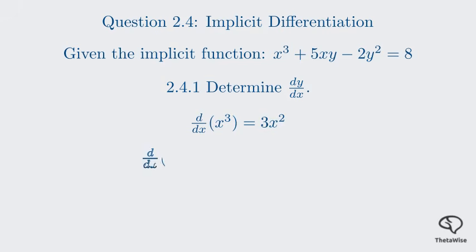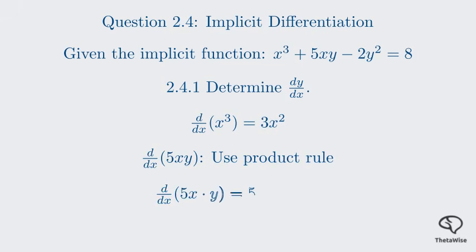For the term 5xy, we need to use the product rule, treating 5x as our first function and y as our second. The derivative of 5x is 5. The derivative of y with respect to x is dy/dx, so the derivative is f prime g plus f g prime, which is 5 times y plus 5x times dy/dx.